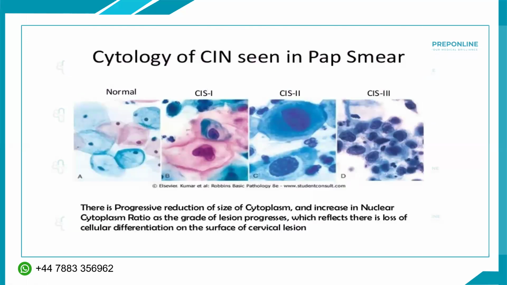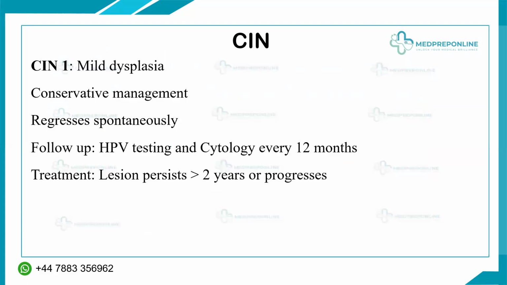So you can see the cytological changes that you see. The cytoplasm is reducing, and you can see the nucleus is increasing in size. As a result, the nucleus cytoplasm ratio is increasing as the grade of lesion progresses, right? So this is typical of loss of cellular differentiation. That means the cells are becoming more and more dysplastic. So SIN1 is mild dysplasia. As we saw, we can give the body time to clear the infection. So you can do conservative management. They regress spontaneously.